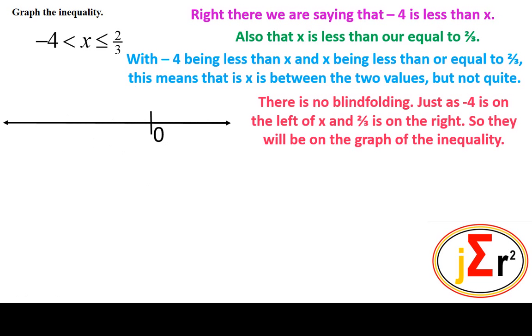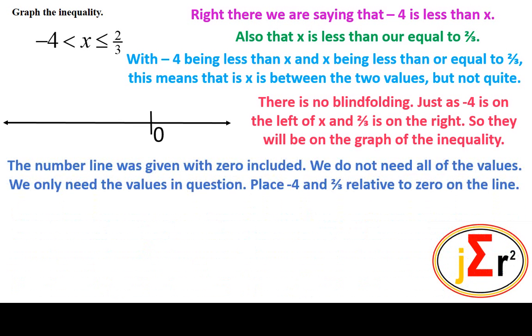However, we are beginning in the same fashion as the examiners, because the examiners supplied us with pretty much the section of line segment concerned, and not only that, but the value 0 was also included. The number line was given with 0 included. We do not need all of the values for sure. We only need the values in question. Place negative 4 and 2/3 relative to 0 on the line.